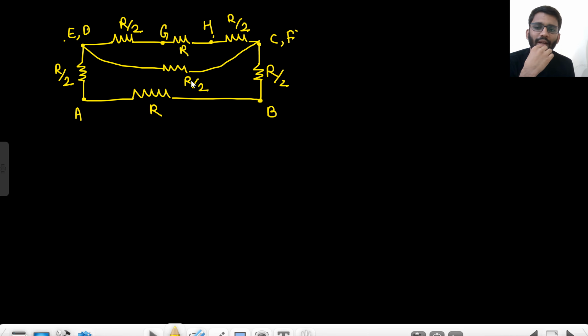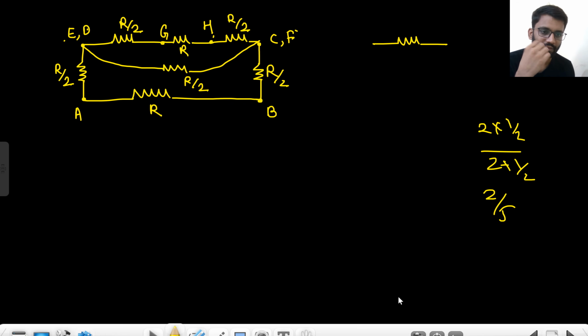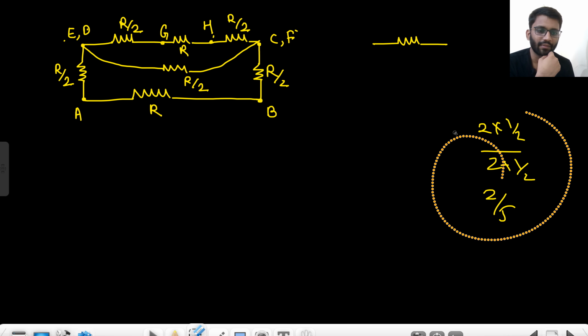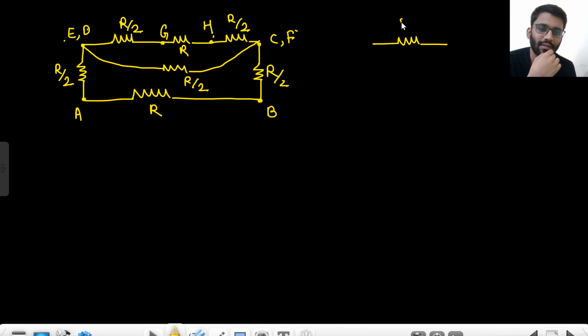So this will give me 2R parallel with R by 2, okay? So 2 into 1 by 2 upon 2 plus 1 by 2, that is 2 by 5, right? 2 by 5R. Then we have R by 2 here, R by 2 here, and R here.